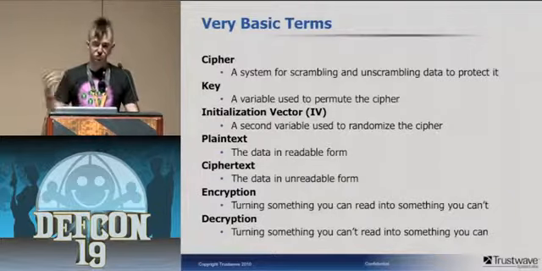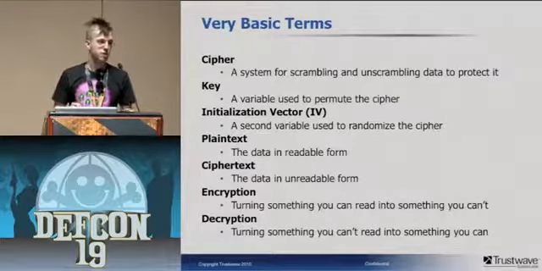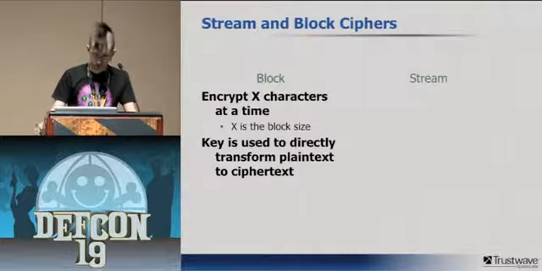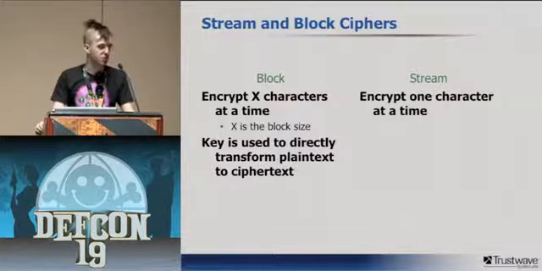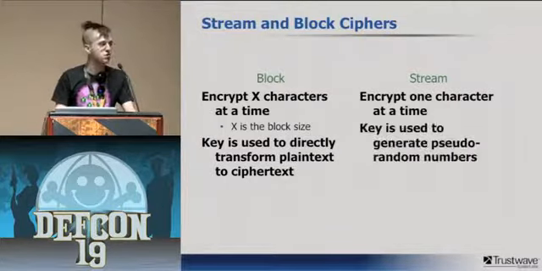A cipher is a system for scrambling and unscrambling data. The key is the one part that you keep secret. Whereas with stream ciphers, you're encrypting one character at a time, one byte at a time. And the key is used as a seed to a pseudo-random number generator.